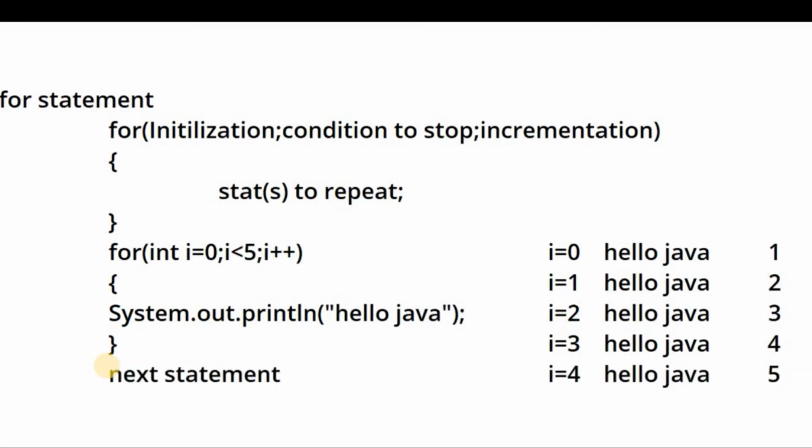So this is how the for works. Only in the beginning it takes the initialization process. From the second time it will take the condition to stop and the incrementation. We will see one example for this for statement.